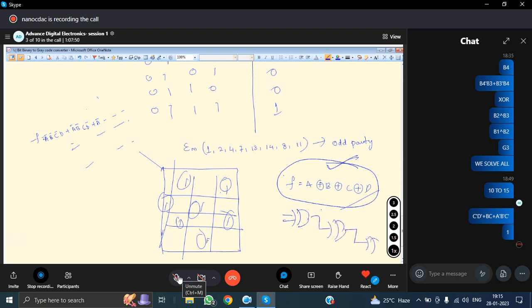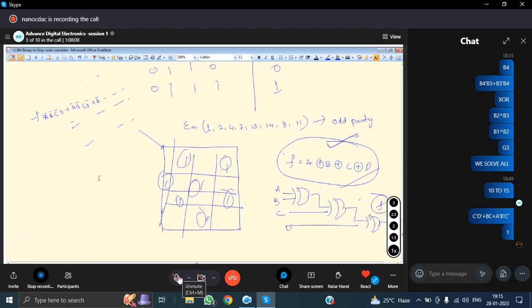Same, you will get the logic diagram like this: A, B, C, and here. This is your function F. It is detecting odd parity. So this is odd parity, or even parity.